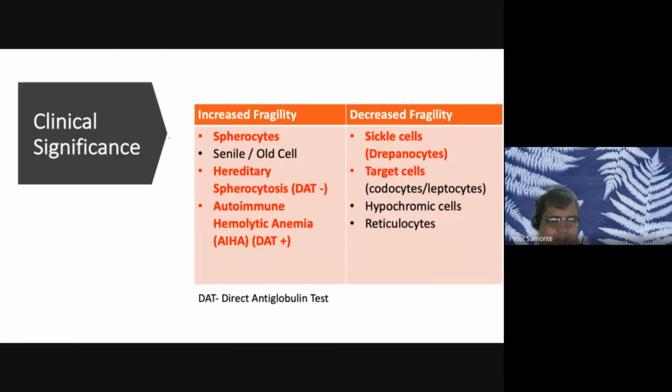So clinical significance: you would have increased fragility in spherocytes, senescent cells or your old cells, hereditary spherocytosis, and autoimmune hemolytic anemia. While you would have decreased fragility in sickle cells or drepanocytes, target cells, codocytes or leptocytes, hypochromic cells, and reticulocytes.